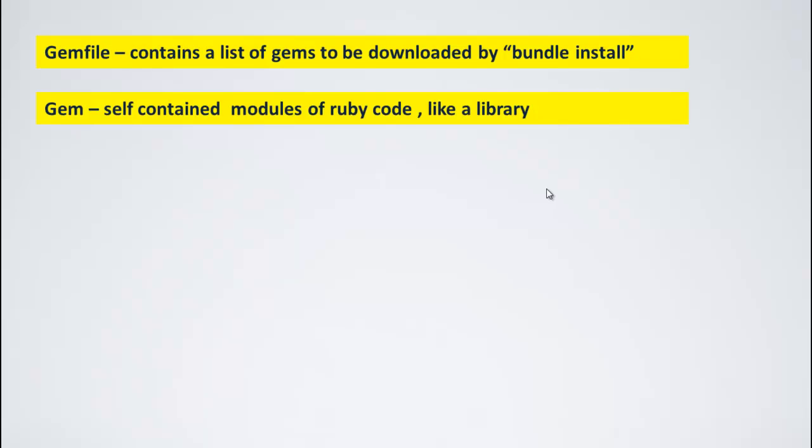Let's understand the Gemfile a little better. A Gemfile basically contains a list of gems that need to be downloaded and installed by bundle install. A gem is nothing but a self-contained module of Ruby code. It's like a library. Somebody has created it and you're going to use it.